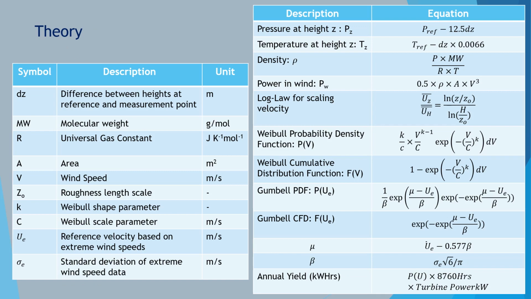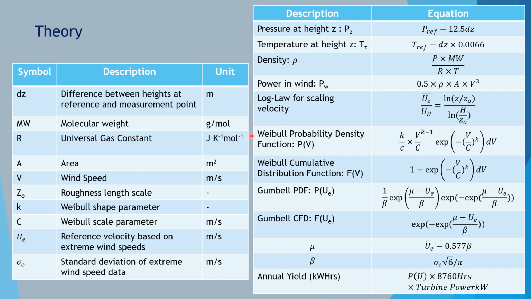I just removed my camera there because I think I'm blocking an equation. But the main equations I used here in the calculations, firstly to get the scaled up pressure and temperature at the hub height. Then based on that, the density. Using that density, then I calculated the power in the wind using this equation. And to scale up the velocity, I used this log law relationship.